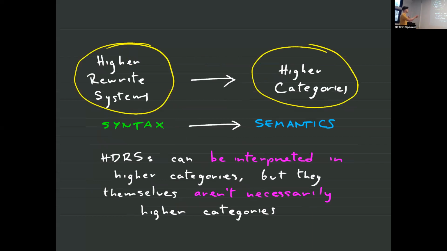And so again, one point that I want to make is that the relation between high-dimensional rewrite systems and higher categories is a syntax-semantics relation. So the rewrite system is a syntactic object which can be interpreted in a higher category, but it does not necessarily have to be a higher category.